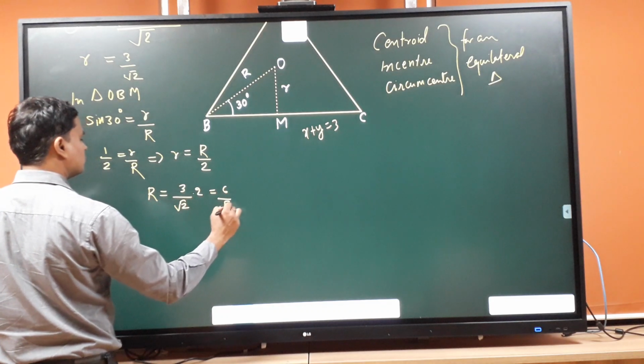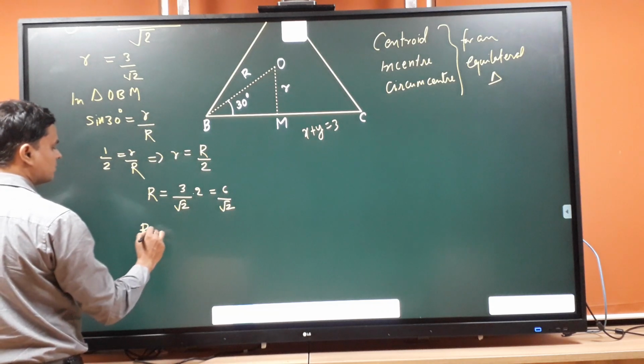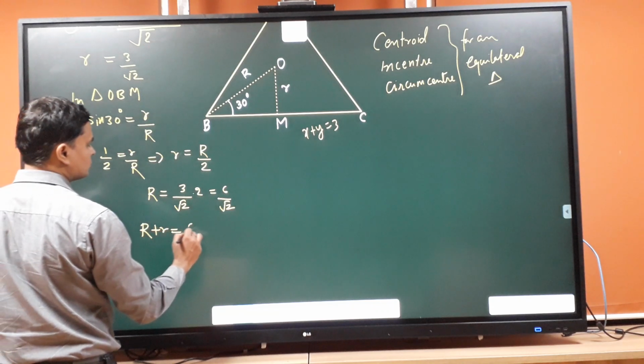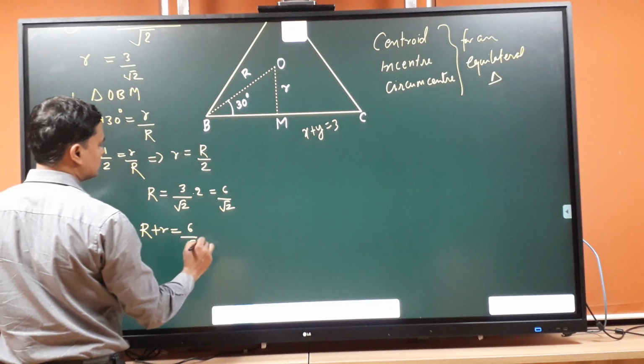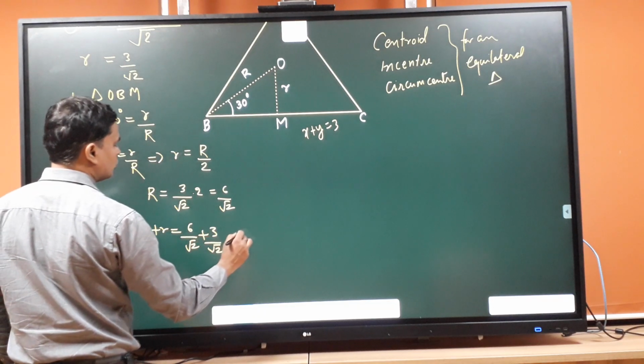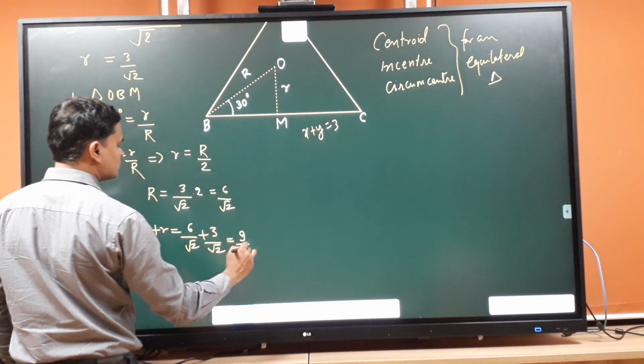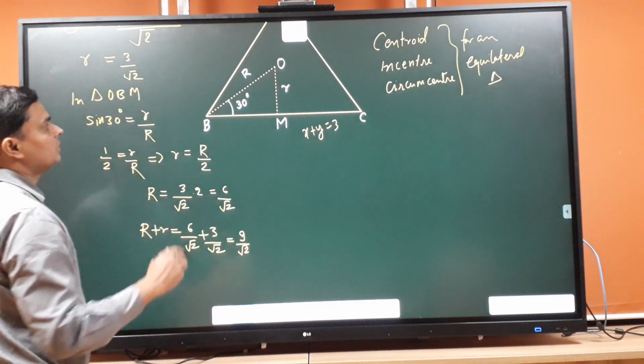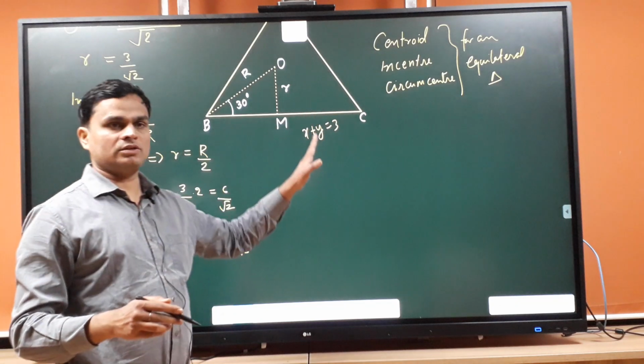So what the question was asking was to find the value of R plus r. This will be equal to 6 by root 2 plus 3 by root 2, that is equal to 9 by root 2. So I hope this solution is clear to all of you, and the only concept there was is the one that I have written on that side.